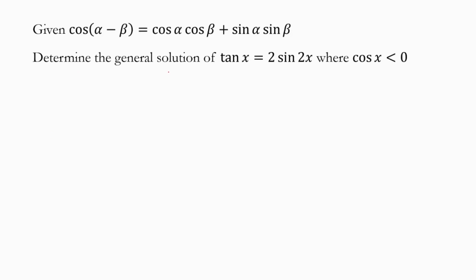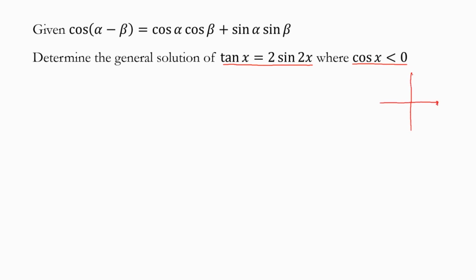Determine the general solution of tan x is equal to 2 sine 2x, where cos x is less than 0, meaning that where cos x is negative. Right, the easy way to remember the general solution is to remember the CAST diagram.